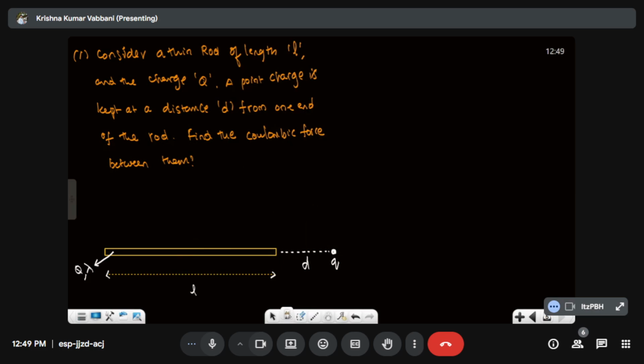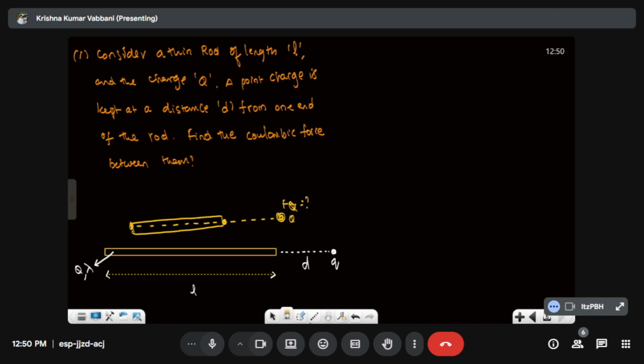See, initially what we solved was that if there is a point charge and there is another point charge, and they kept another source charge somewhere here, we asked to find the net force here. This we solved previously. The same question is given here, but instead of point charges, what is given is a rod.